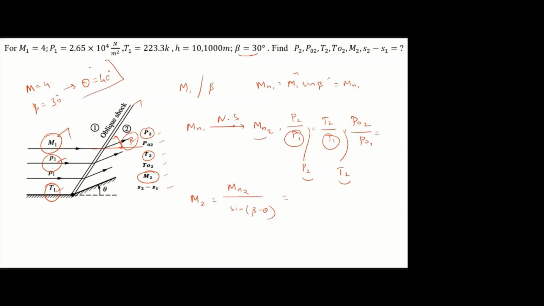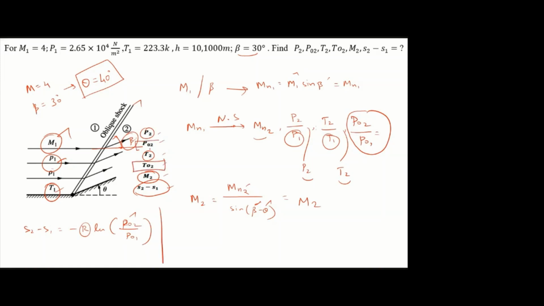Okay, let me check. Okay, good. Once you know the Mn2, beta, theta, you can find M2. This also we found. Then remaining P02, S2 minus S1, how to find it? So once you know this ratio, you can find this S2 minus S1, right? What is the formula? I think minus R ln P02 by P01, right? Yes, sir. Directly you can substitute this value here. R value you know, you can find S2 minus S1.